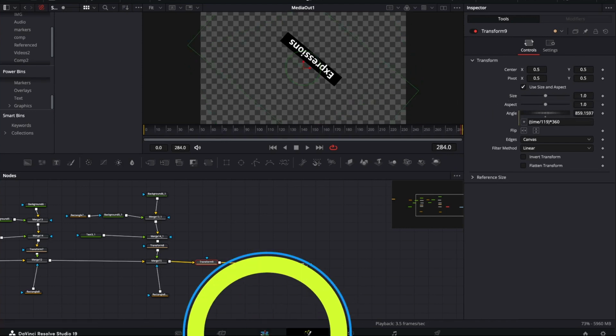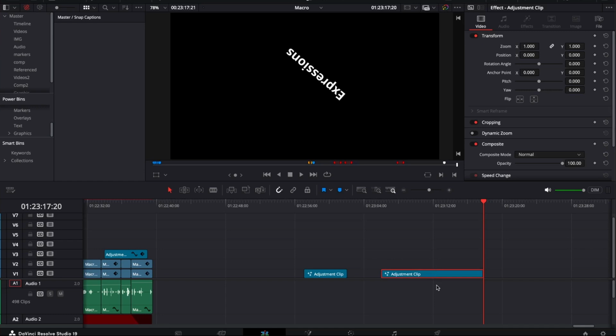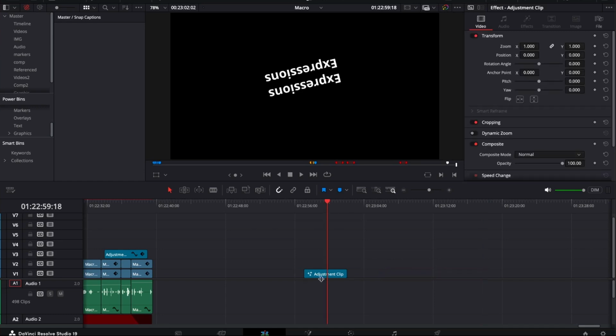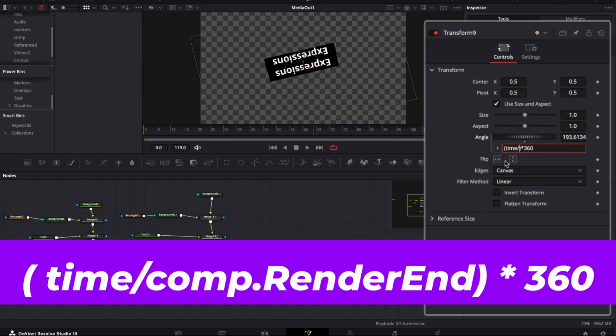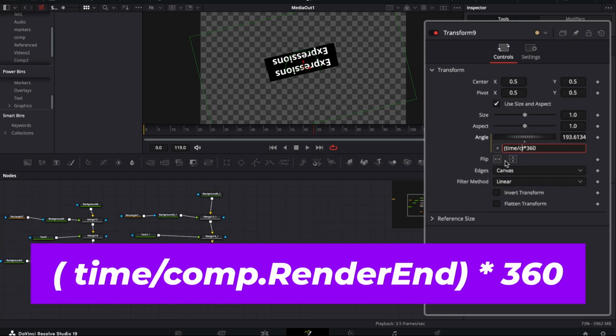So let's head back. Okay, so let's delete this. This is why we are using comp.RenderEnd for these equations. Since we know this is the last frame and comp.RenderEnd always refers to the last frame no matter the size. Okay, so we are going to take out this 119 and we are going to replace it with comp.RenderEnd.